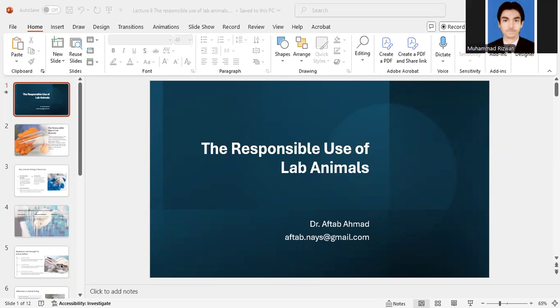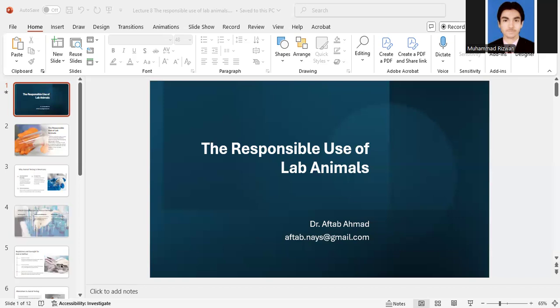In good laboratory practices, the responsible use of lab animals is very, very important. So we have to use very responsibly all the animals that we are going to use in research. Mostly we are doing the research on mouse. So either we are going to use mice or rats, or we are using rabbits, or we are using higher animals. We are doing research on monkeys or chimpanzees. We have to do the research very responsibly, and that's also part of good lab practices.